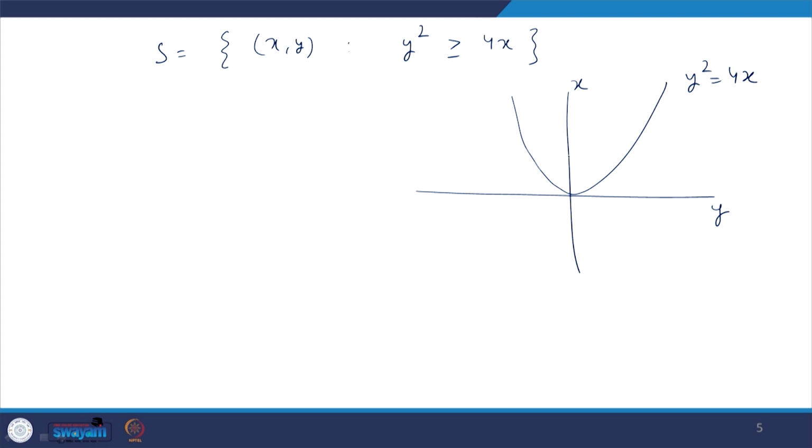Now, if you take a point, say you take a point here, say it is 1 comma 0. If you take a point on the x axis, which is 1 comma 0, then y is 0 and x is 1. So, that means this is not satisfied. So, that means the region is outside the parabola. Okay. Now, if you take 2 points, 1 point here, 1 point here, and you join the line segment, it goes outside the region. So, this set is not a convex set.